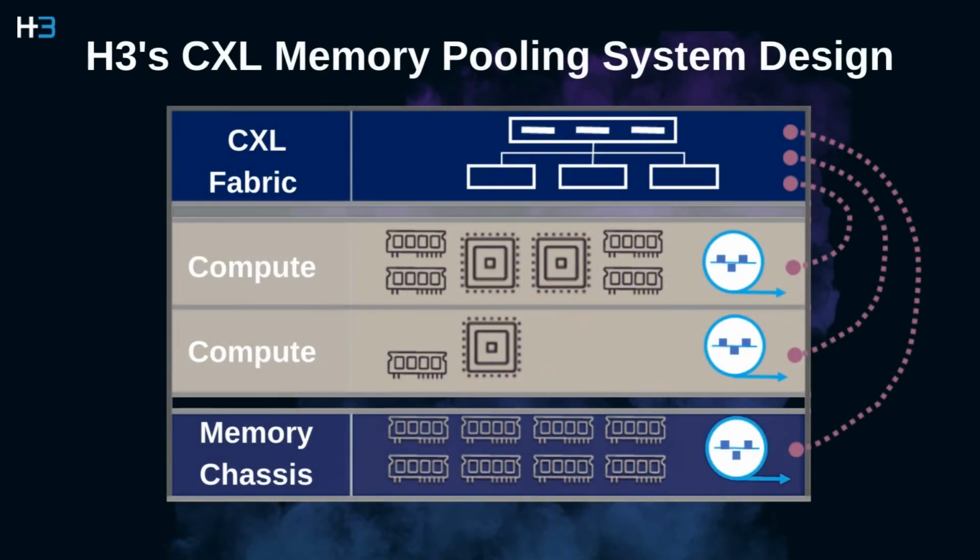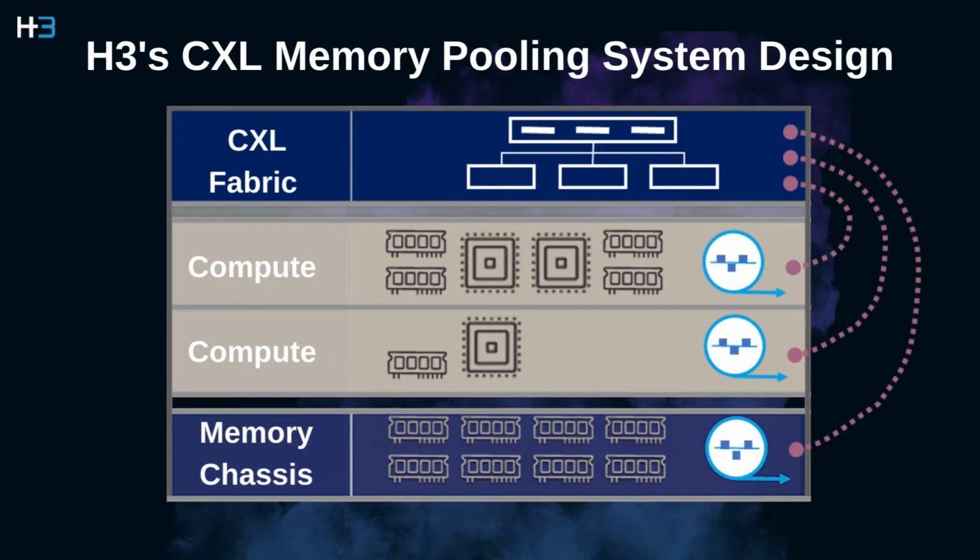This is the system architecture of memory pooling. The CXL switch and the memory modules are in two separate chassis. The CXL switch chassis, compute node, and the memory chassis are connected by CDFP cables. The CXL Fabric box has 16 CDFP connectors, and each connector is PCIe Gen 5 by 16.